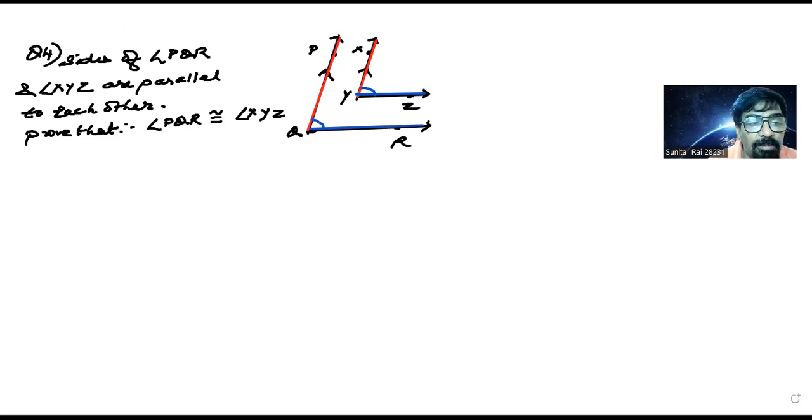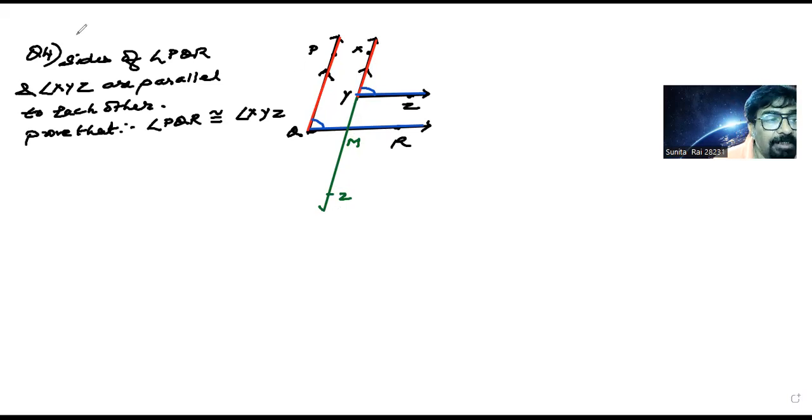All children in the class, be attentive here. Look, I draw a ray, in green color. Can you see here? I draw a ray, I can name it YZ, okay? Draw ray YZ opposite to ray YX, intersecting QR at M.